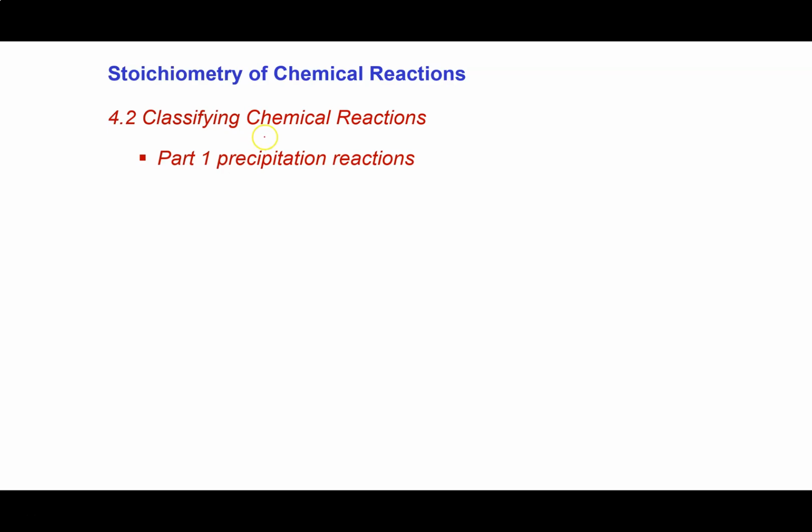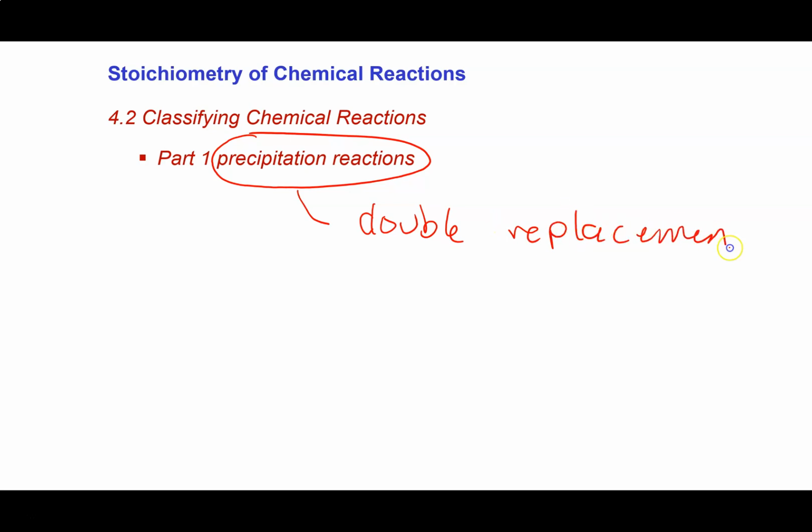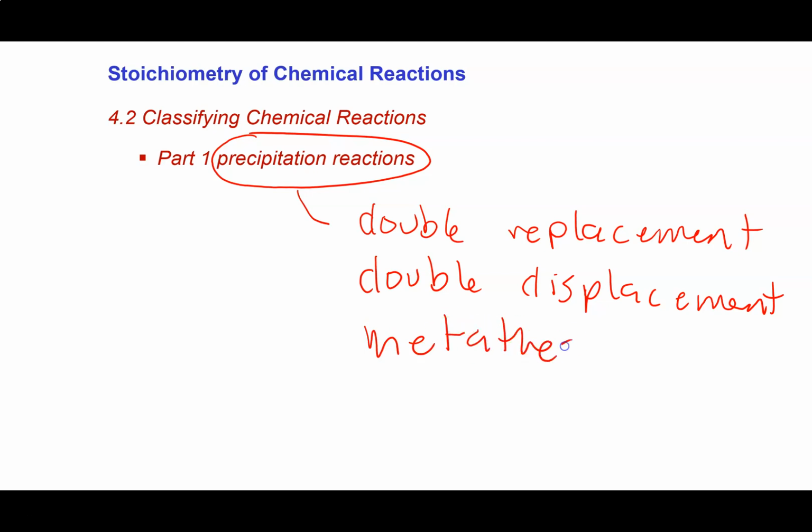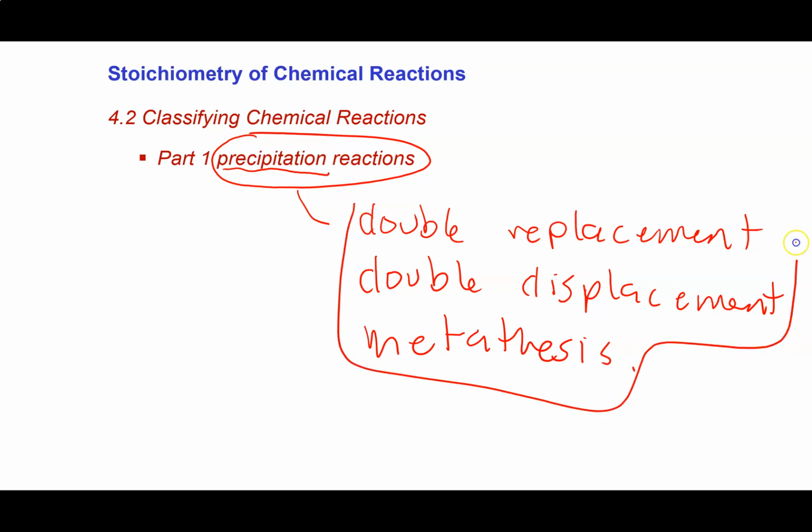So something we need to get out of the way fairly early on is that precipitation reactions are sometimes referred to as double replacement reactions. They're also sometimes referred to as double displacement reactions. And a term that's really kind of odd is they're sometimes referred to as metathesis reactions. So your book and myself will tend to always refer to these guys as precipitation reactions, but you may see this terminology elsewhere, and you should be aware of that.